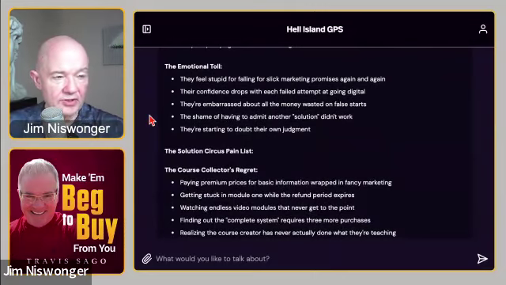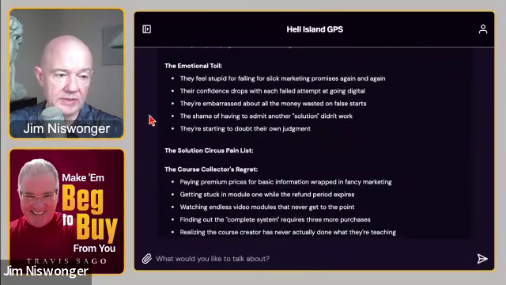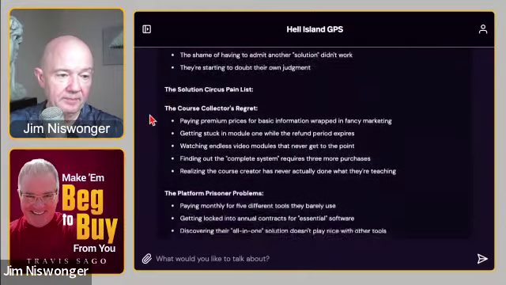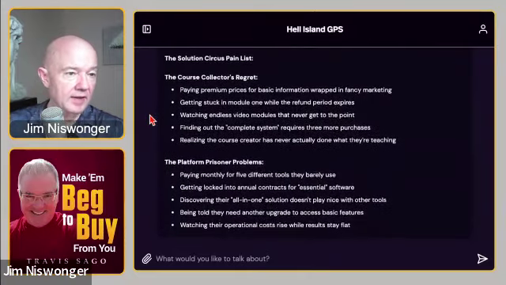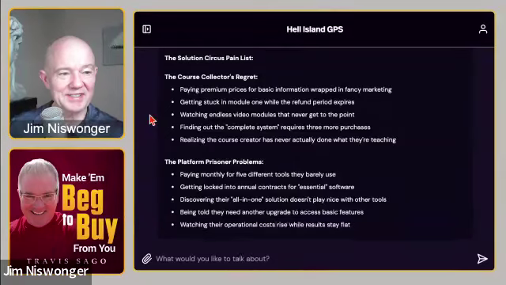And so yeah, there's so many connection points right here for actually selling the mini monopoly tools to this crowd. And then solution circus, pain list. Okay, that's course selector, interesting. Love that. Solution platform business. Circus is also a good little metaphor.